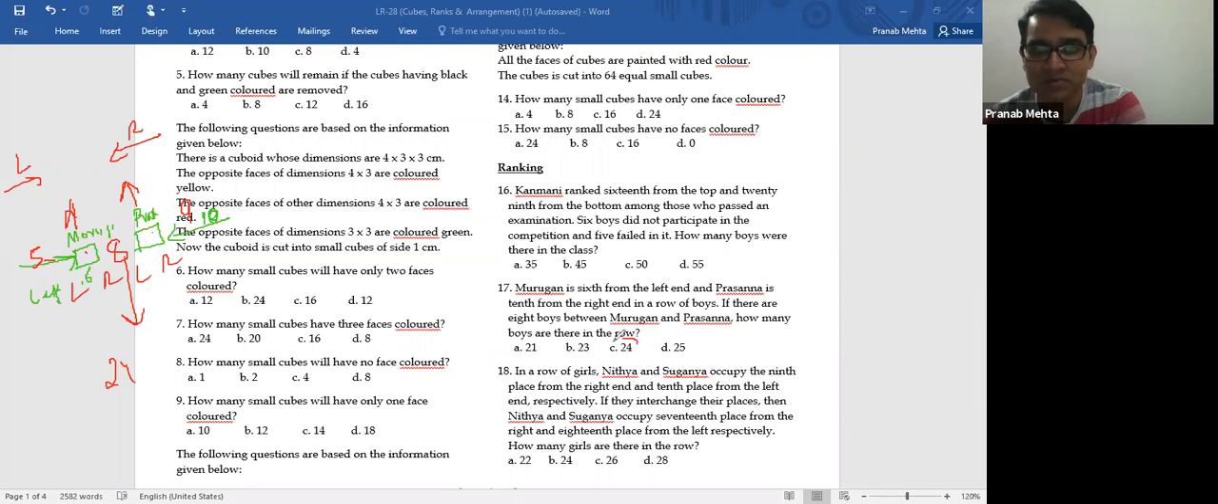I'll repeat it once again. Another 8 people are in between, here 9, 10, another 5. 10 plus 5 is 15, and 15 plus 9 is 24. All right, no doubts? Any doubts, dear? Anyone who has a doubt? No doubts. Good.